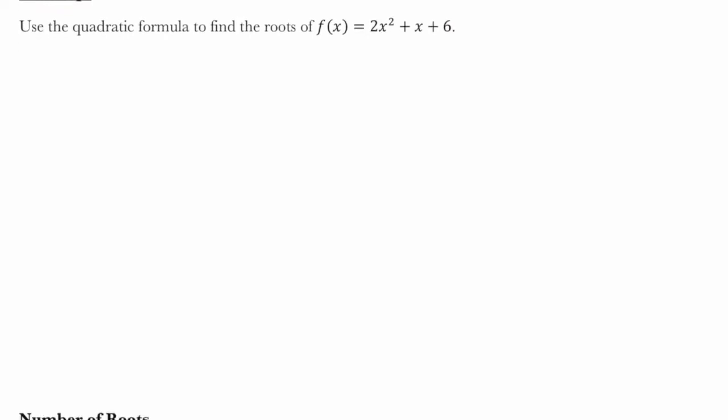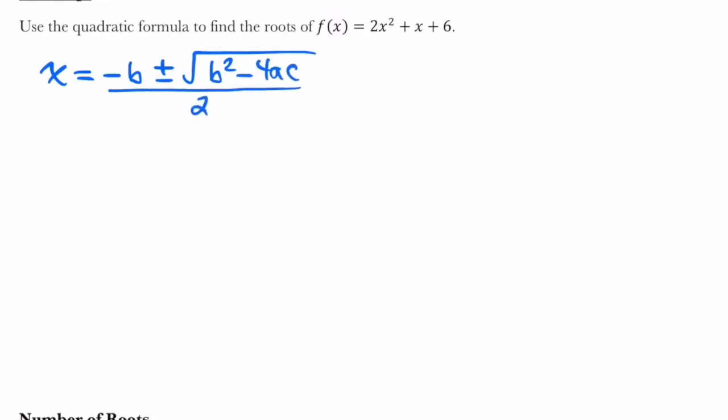Okay, here we go. Let's begin by writing out the quadratic formula, which I hope you remember is x equals negative b plus or minus the square root of b squared minus 4ac, and all of that is divided by 2 times a. Now you substitute your a, b, and c, so let's look at the quadratic function first.